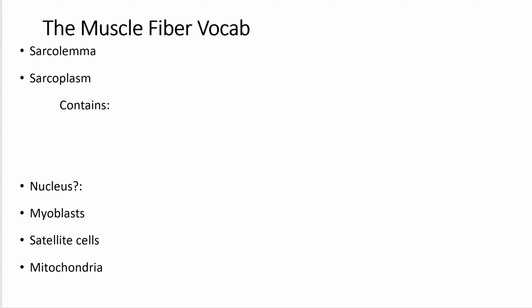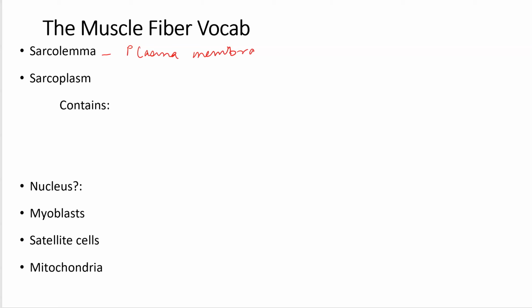So before we move on, let's look at some important vocabulary in the muscle fiber, okay? Like I said, the sarco means flesh. So we're talking about the flesh of the muscle. The plasma membrane of the muscle is called the sarcolemma. So this becomes the plasma membrane of the muscle fiber.